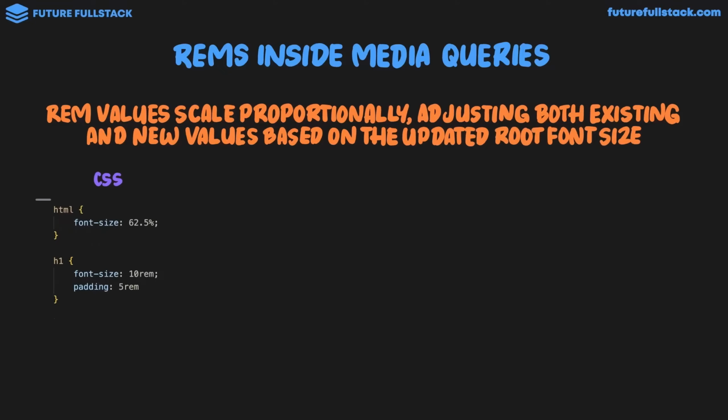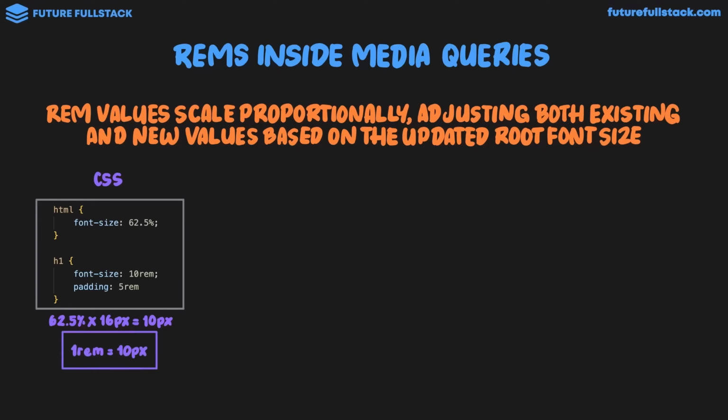Let's say we have this CSS file. We've changed the root HTML font size to be 62.5%. That is 62.5% multiplied by 16 pixels, the default browser font size, gives us a font size of 10 pixels. This now means 1 rem is equal to 10 pixels, which is a much easier unit to work with when sizing CSS properties compared to 16 pixels.